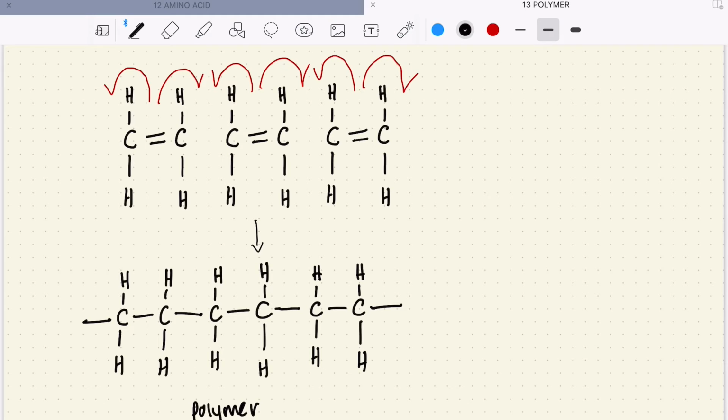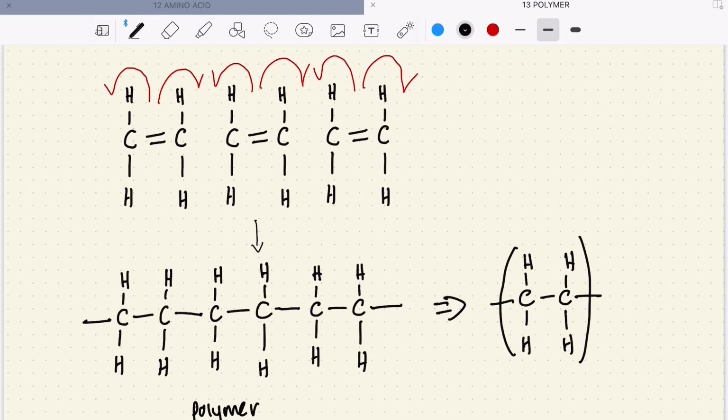So what is the repeating unit? Okay, the repeating unit will be this. So this will be the repeating unit. That's why it explains why the double bond breaks. Usually students get confused with that. They tend to just make the bond here. No, it's a no. The double bond has to break up first for them to combine with other monomers to produce polymer.